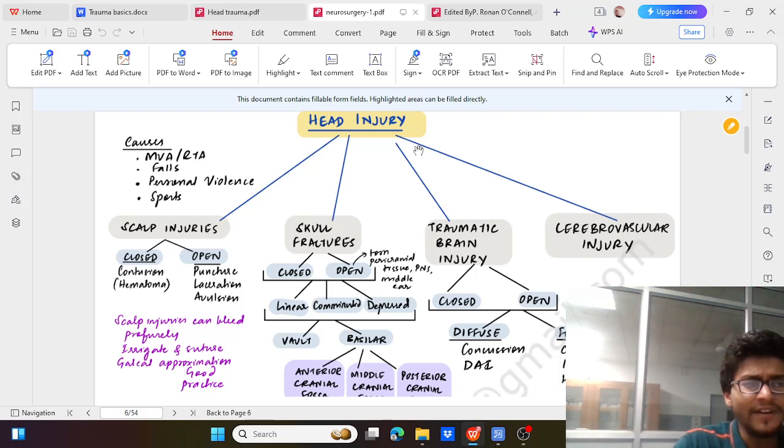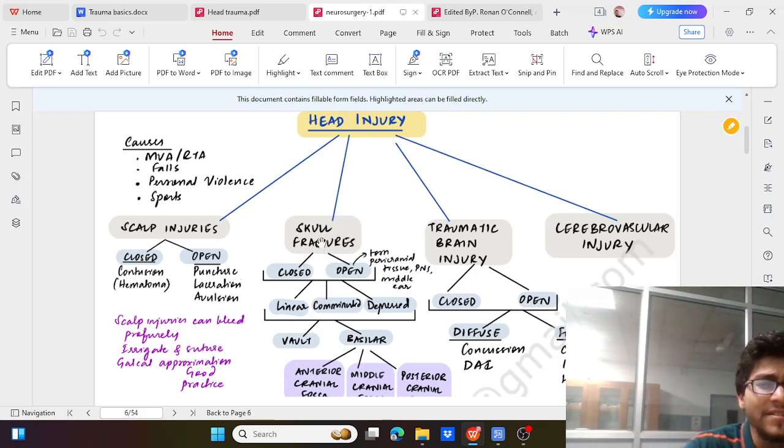Now we'll classify head injuries so that understanding becomes easy. We'll go from out to in. Outside we have the scalp. Scalp injury could be a closed injury where there is no bleeding, just a contusion like bruising, or there could be a hematoma, a collection of small blood inside which has been contained by the skin itself. Or there could be an open scalp injury due to puncture, laceration or avulsion. So we have to take care and manage these cases. We'll discuss the management.